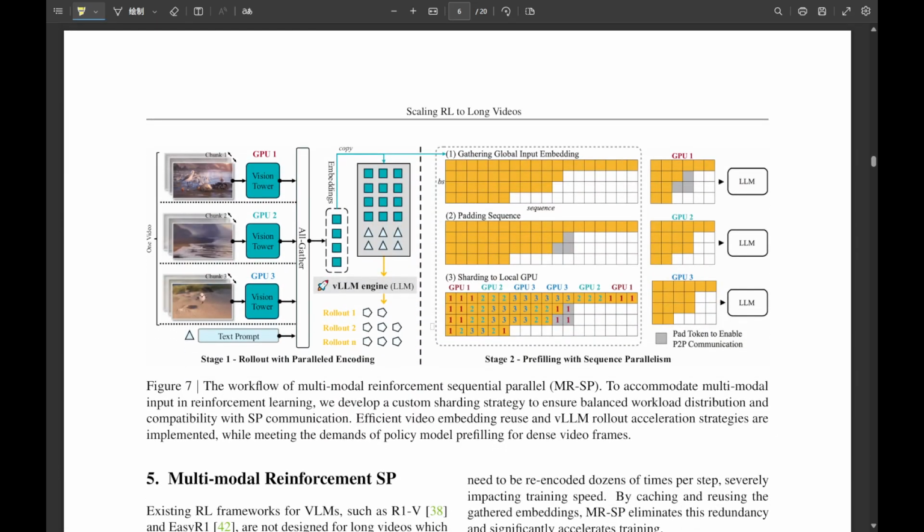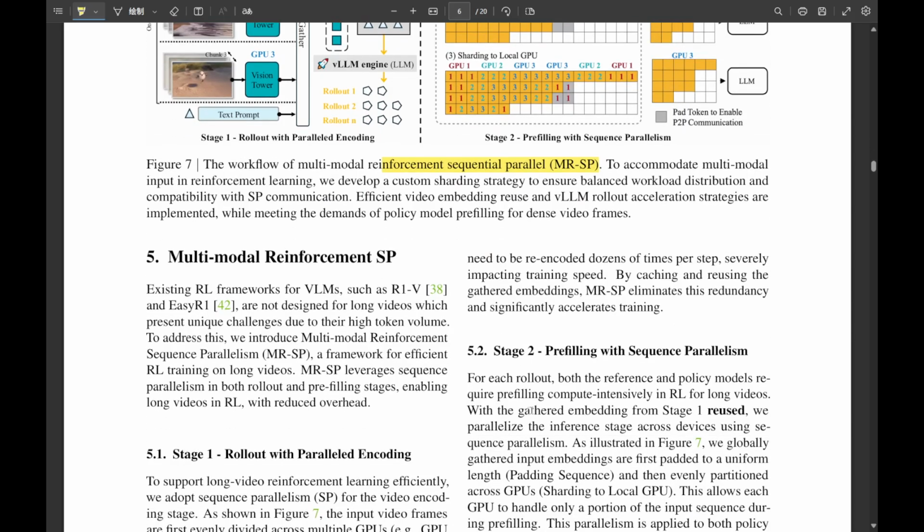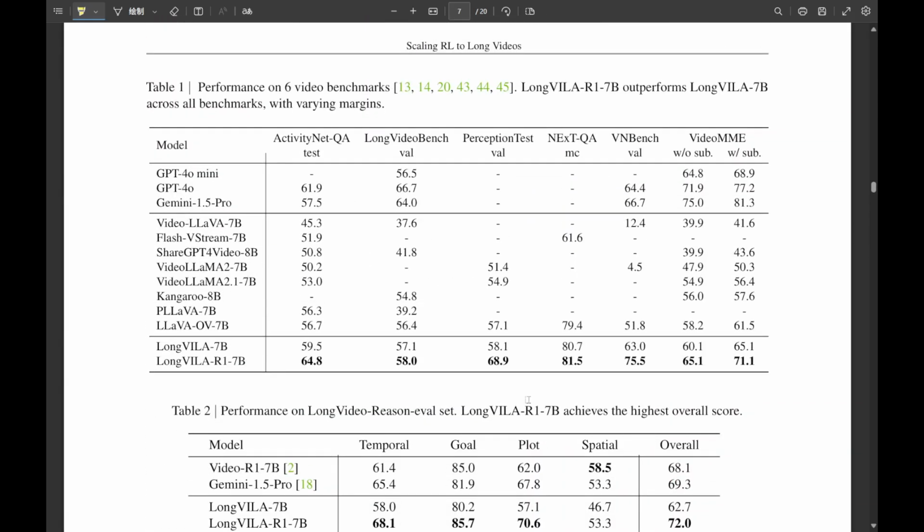So what did all this achieve? What can LongVideo-R1 actually do now? How did it perform? The results are really strong. First off, LongVideo-R1-7B, the 7 billion parameter version, consistently outperforms its predecessor, LongVideo 7B, across 6 standard video benchmarks. Things like ActivityNet QA, LongVideoBench, Perception Test. So better across the board on existing tests. Yes. For example, on VideoMME, it hits 65.1% accuracy without subtitles and 71.1% with.